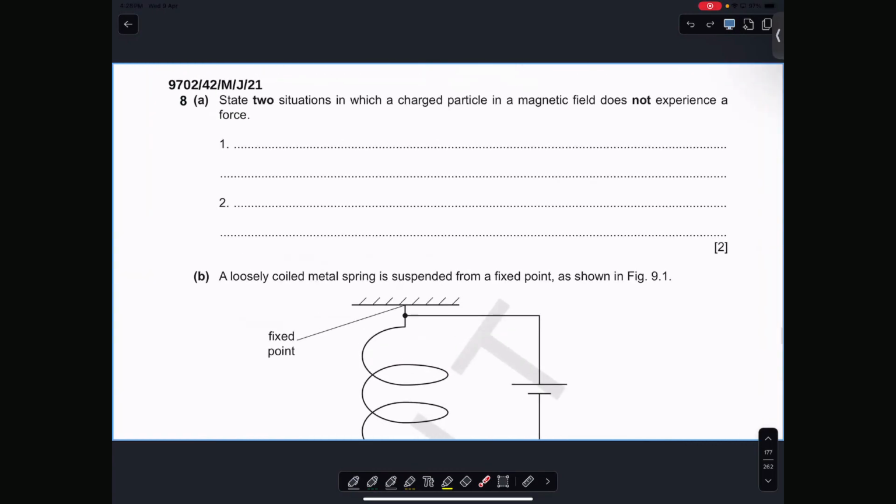Right. So, say two situations in which a charged particle in a magnetic field does not experience a force. When will a charged particle not experience a force? If it's stationary and if it's moving parallel to the field lines.